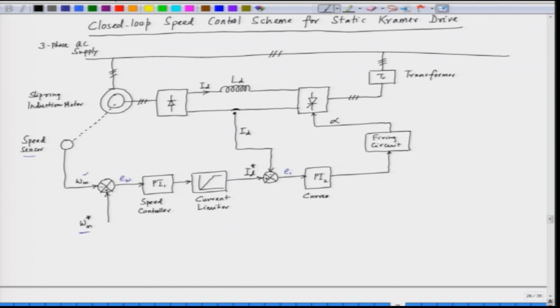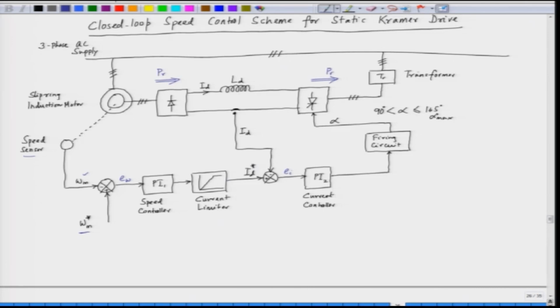This is the current controller, and this is feeding the firing circuit of the converter. The converter operates within this range, alpha greater than 90 and less than or equal to 165, that is the alpha maximum, and this operates in the inverting mode. So the slip power is recovered from the rotor side, and if we assume that the DC link is lossless, the same slip power is fed to the grid side.